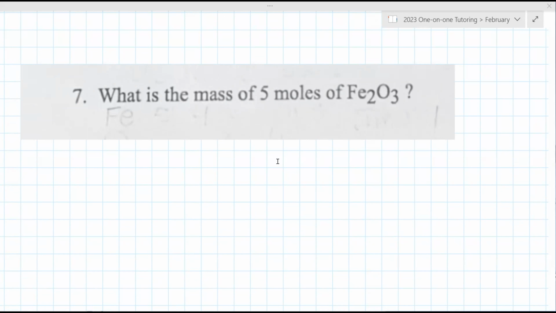So again, 5 moles. So you always need the molar mass of this. So you have to go to your periodic table and find what that is. There are calculators out there that will do this for you. But like I struggle to find them.